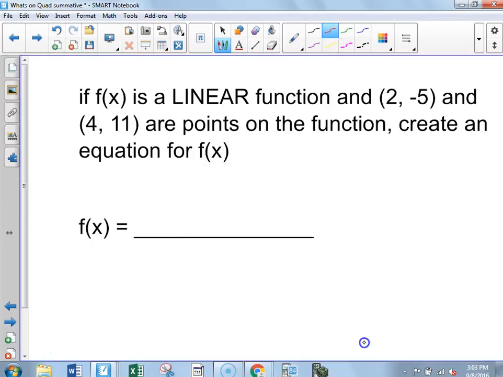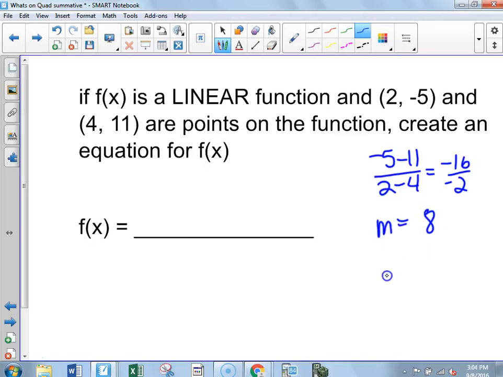All right. There's a question like this. This is truly review from last unit. It's just in a little bit different notation. Everybody's okay with f of x being y. Everybody remember how to do this? What would you do first? Slope. So y minus y over x minus x. Well, the slope is a lovely 8. Then what? Then you do points.